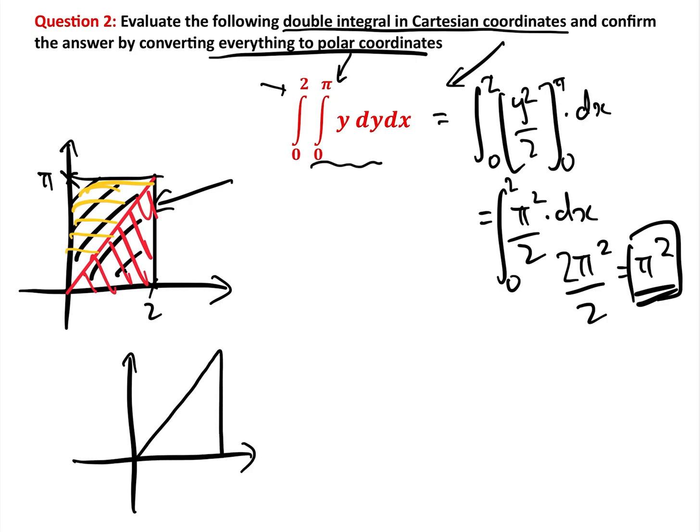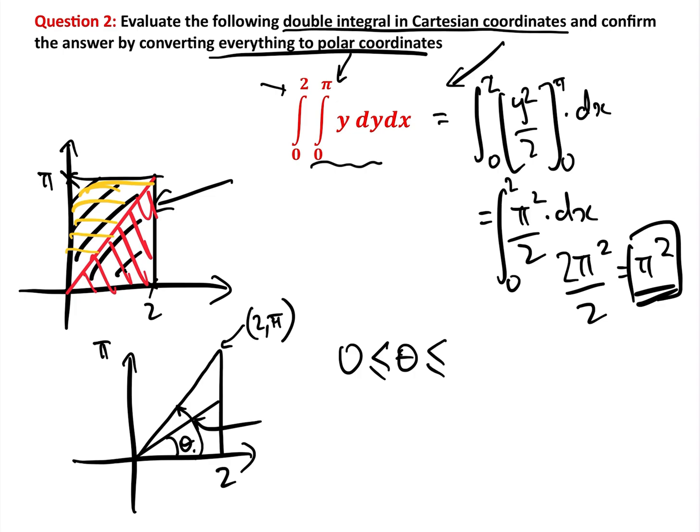So here basically is the triangle. Here's the point 2, here's the point pi. Okay, and we're only integrating over the red bit, and then we'll do the yellow bit, and then we'll add the 2 together. So let's take a random point here, r, so that is r there, and here is theta. Now this point here is 2 pi, so we will be integrating from theta equals 0 up to this angle here, which is tan to the minus 1 of pi over 2. So we know that theta is going to go from 0 to tan to the minus 1 of pi over 2. That's theta sorted out.